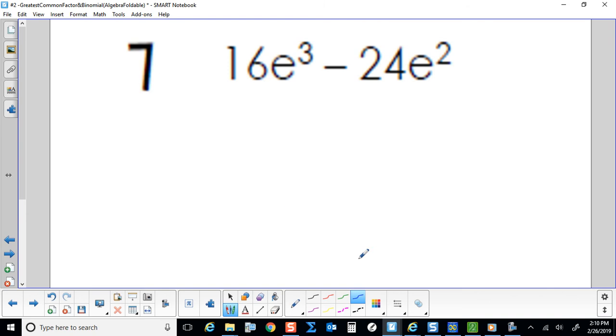Try the next one. So the greatest common factor of 16 and negative 24 is 8. E to the 3, e squared. Well, e squared divides evenly into both of those. So if I had 16e to the third and I divided it by 8e squared, that would leave me 2e. A negative 24 divided by 8 is a negative 3. And again, I can check by distributing.